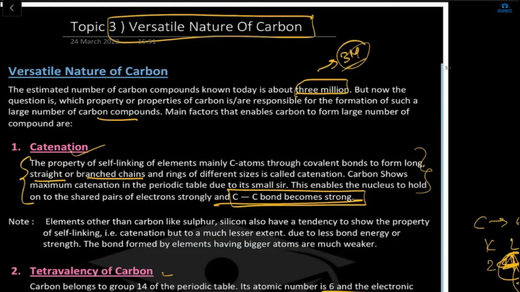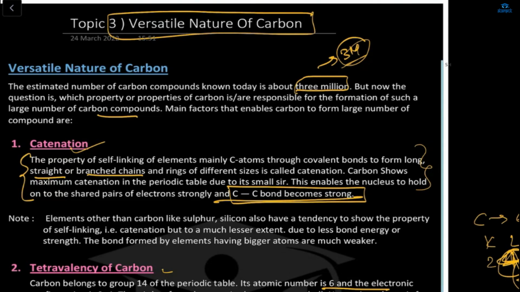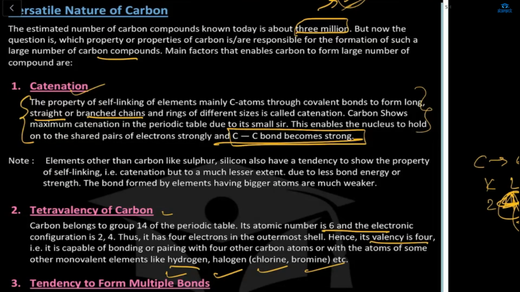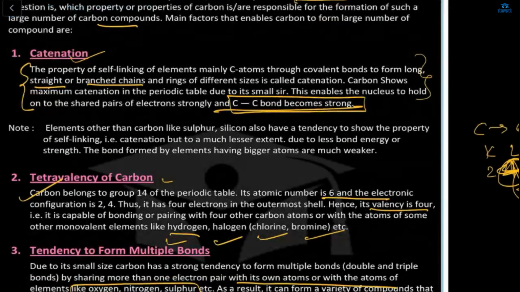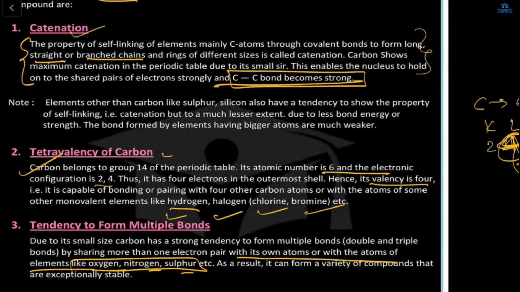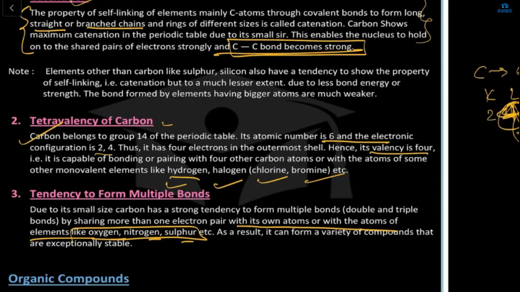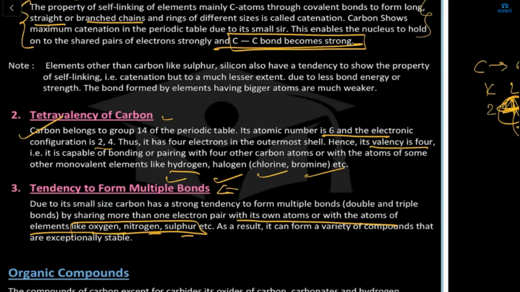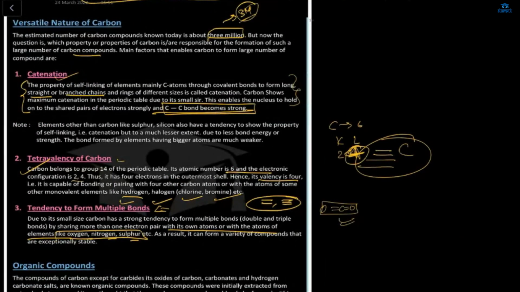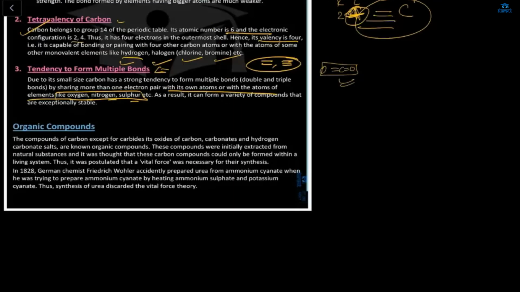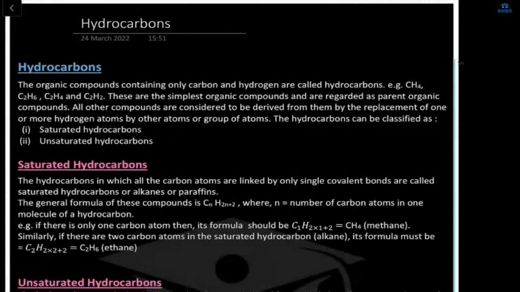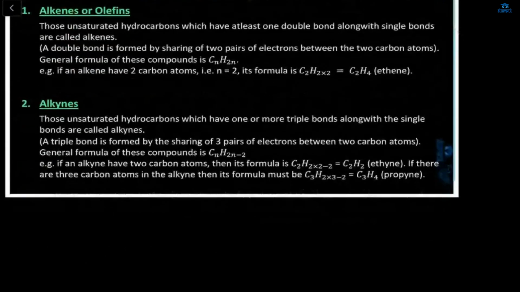Okay, so this was the versatile nature of carbon. First, catenation: carbon-carbon strong bonding. Tetravalency: carbon needs other atoms to complete its octet. And the tendency of multiple bonding, meaning not just one bond but two or three, like carbon and oxygen forming a double or triple bond. These were the 3 properties of the carbon atom. In the next class we will talk about organic compounds and hydrocarbons: saturated, unsaturated, alkenes and alkynes.